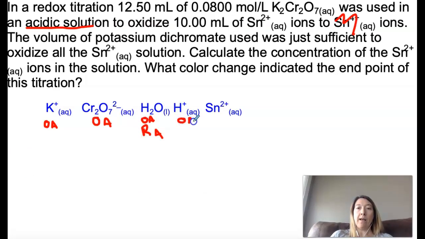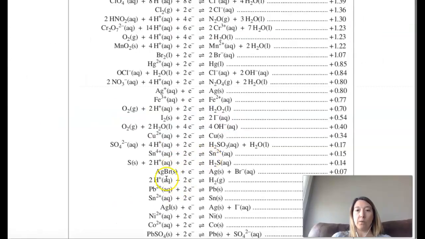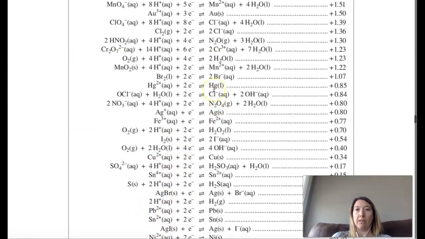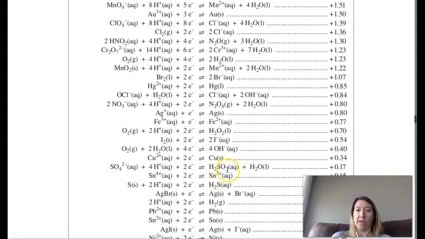Okay, last thing we have is tin 2. If you remember back to earlier on in the lesson, tin 2 was one of those that could be both, right? It could be an OA or it could be an RA. If you didn't remember that, you could go to your data booklet and you would see that you find it on both sides, right? So here's tin 2 over on this side as an OA. And then, where is it as an RA? It's definitely on here somewhere. Oh, right here, not much higher than it, okay? Here it is over on the RA side. So it could be an OA or it could be an RA.